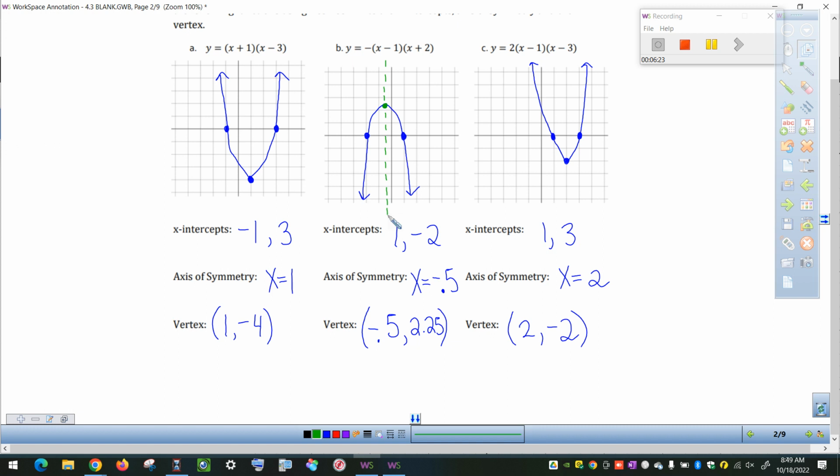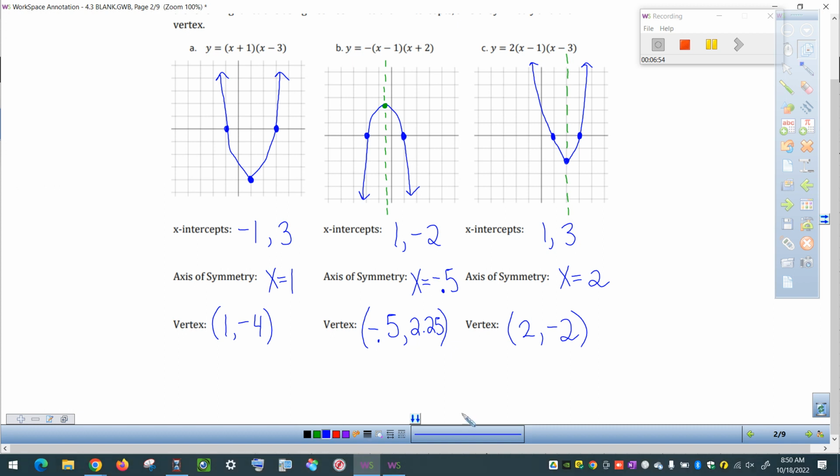All right, when we take a look here at the last one, we got x-intercepts of +1 and +3. This one should have had an axis of symmetry of x equals 2 because the x value of our vertex was 2, and we ended up seeing that the y value of our vertex was -2.